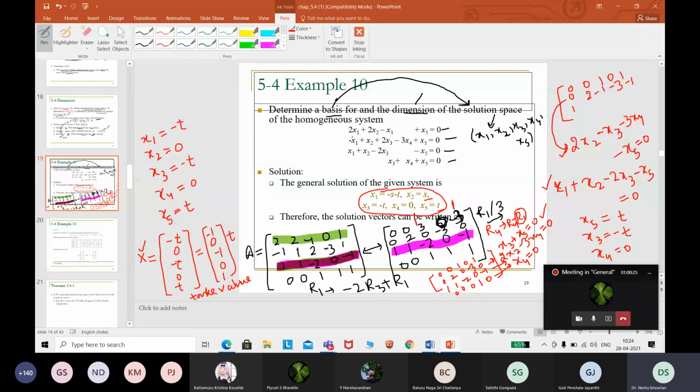x1 is put -t only. No, it is not satisfying. This is also I put -t, na? So this will become plus t. This will become -2t. This will become plus t. And this is already t. Yeah, it is satisfying. Correct.